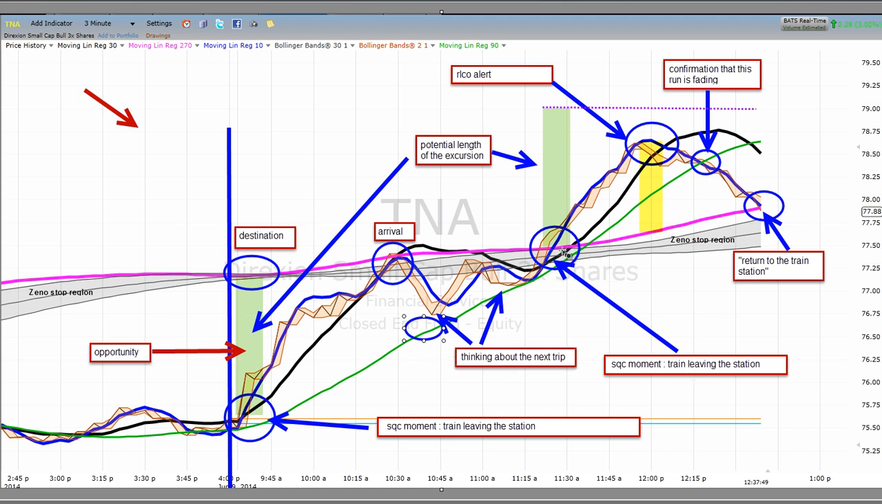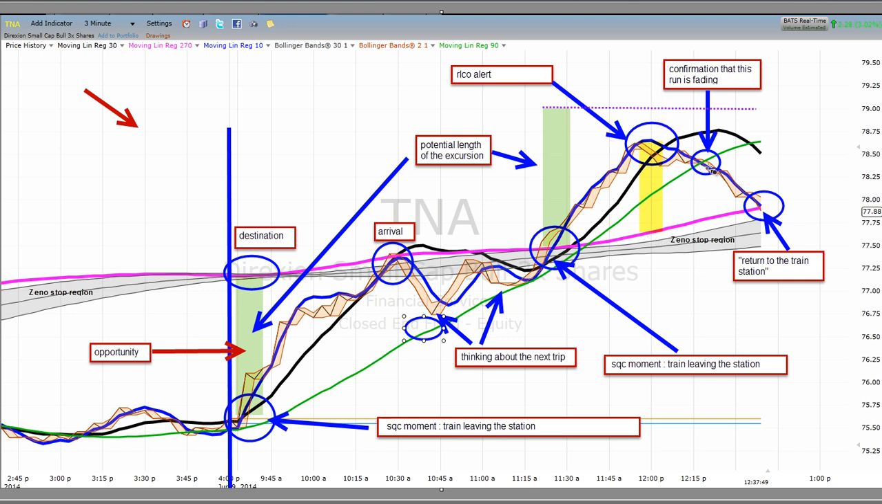And now here's the next moment of the SQC train leaving the station. And then I take the size of this move, clone it, and now here's the size of the next potential move, the potential length of the next excursion to the upside. It gets about 80% of that. It rolls into an RLCO, so you have to think about getting out here. And now the distance on the retracement is from here back to the 270.